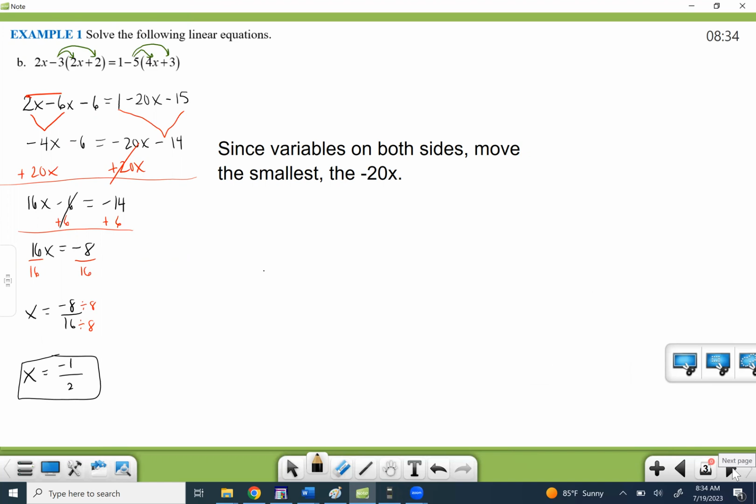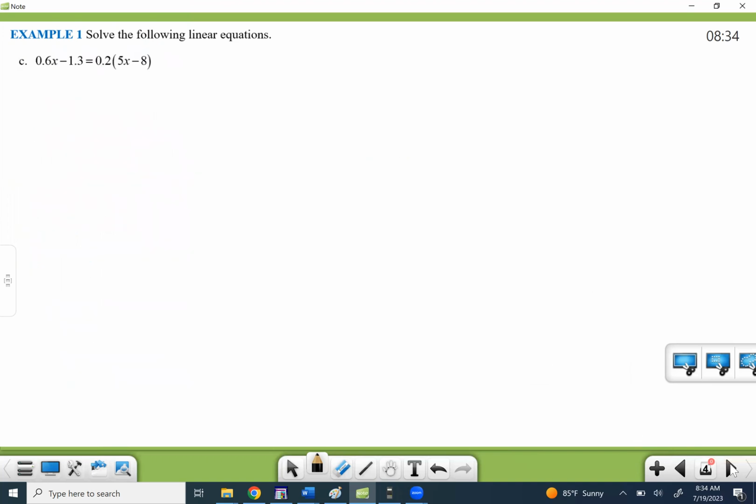Okay, so we've learned a lot here. We cannot leave fractions that are not simplified or not reduced. Got to make sure we go in there and reduce them. All right, example C.